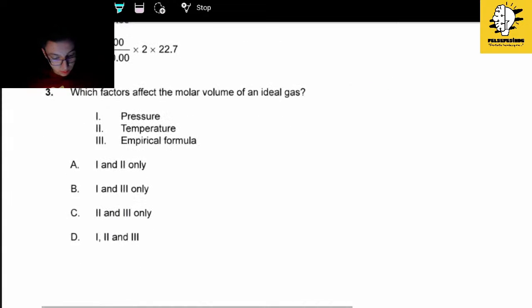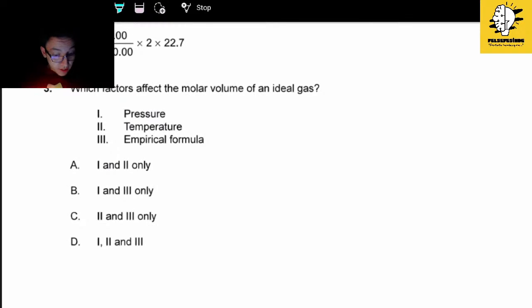Let me scroll down. Question 3: Which factors affect the molar volume of an ideal gas? 1. Pressure, 2. Temperature, and 3. the empirical formula. Should I directly answer this or wait for any answers? Let's say 10 seconds. We give 10 seconds for this question.